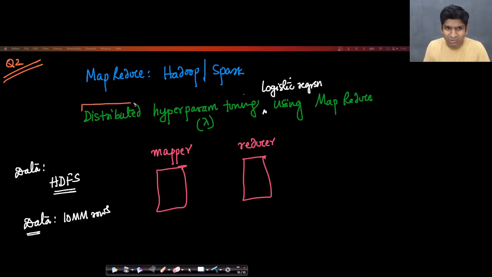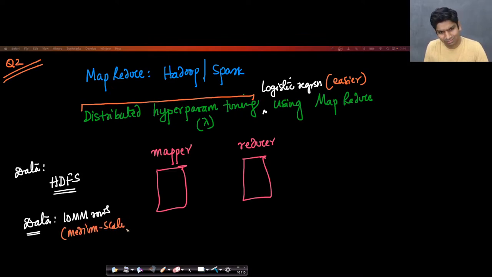Of course, we can make this question very, very complex by picking a complex model. Here I'm using a simpler model, and also small, medium scale data. It is by no means large data. Again, you can use Hadoop or Spark as your setup. So I want you to think of what we will write in the mapper and what we will write in the reducer.